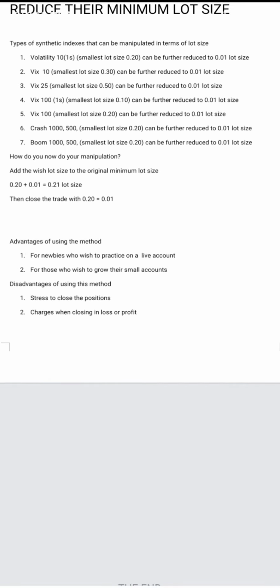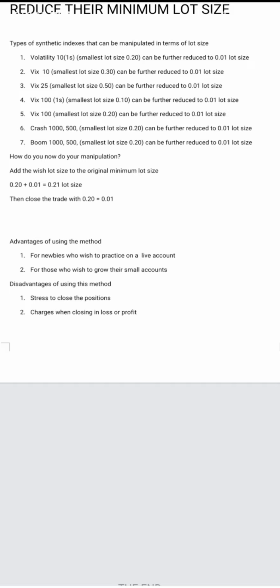So let's talk about the disadvantages of using this method. One, it is stressful, because before you can trade, you enter your position with 0.21, and you have to close that trade with 0.20 to have 0.01. Some see this as a stressful method, but as for me, it is not stressful. But some will still count it as one of the disadvantages, because if you are using the original minimum lot size, there's no need of opening one position with one lot size and closing with one lot size. So we can see that it is stressful to do that.